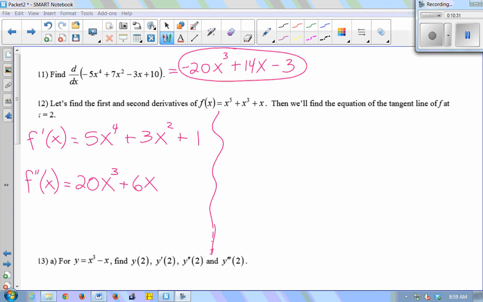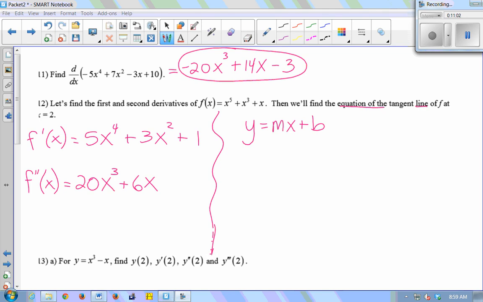So if I want to find the equation of the tangent line, so equation of a line, right? Ignore the word tangent, that's just an adjective. That's just the kind of line, right? Equation of a line, what's the answer going to look like? y equals mx plus b. This is what I'm looking for. Looking for the equation of a line. It happens to be the line tangent to f at x equals 2.